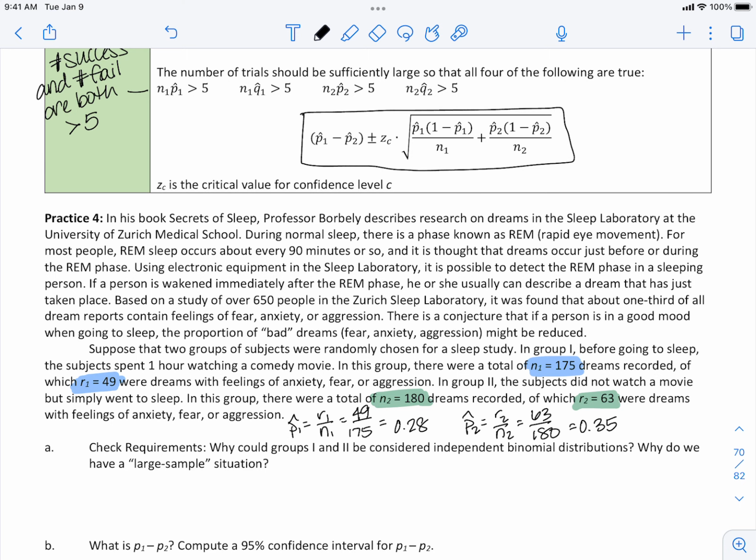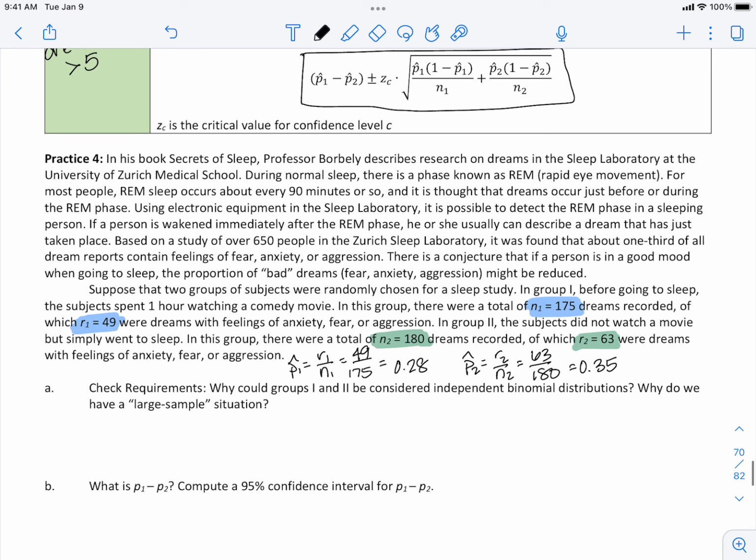All right, checking our requirements. Why could groups 1 and 2 be considered independent binomial distributions? Why do we have a large sample situation? So we have randomly chosen different groups. So that means it's independent.